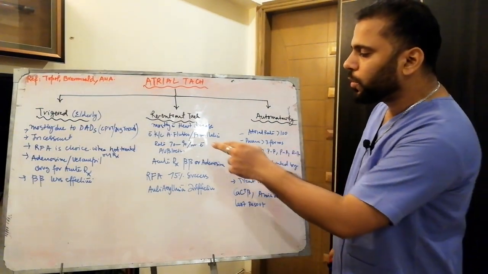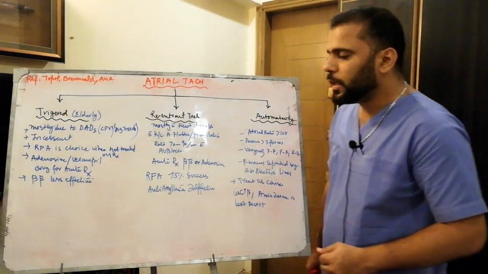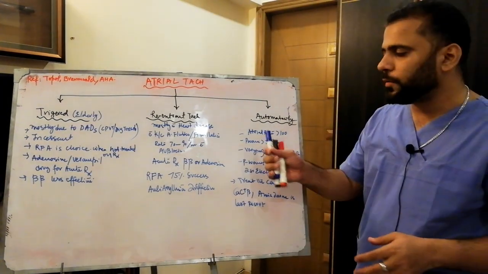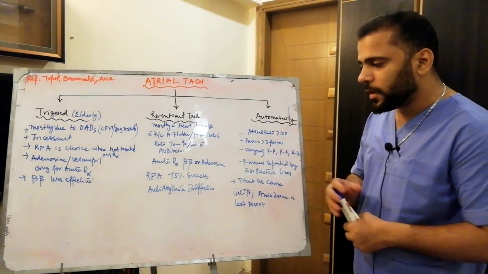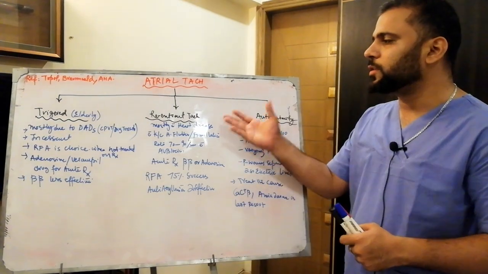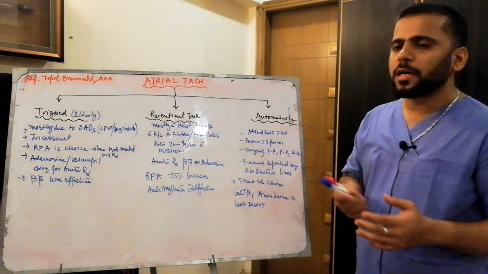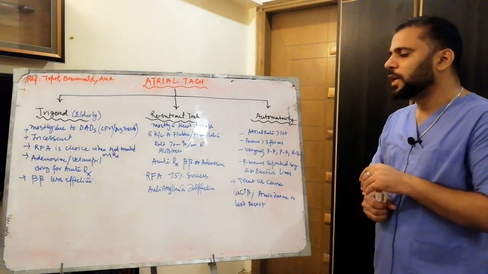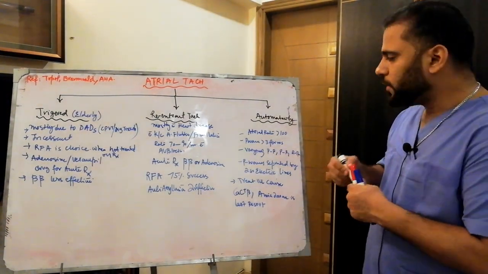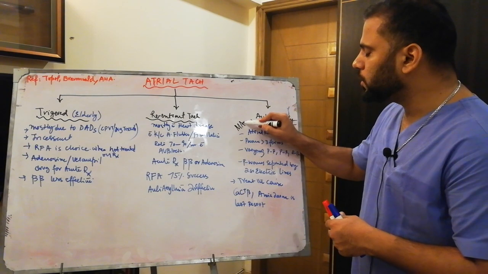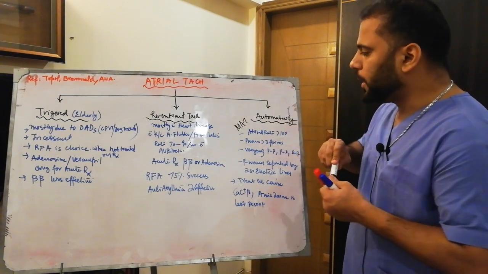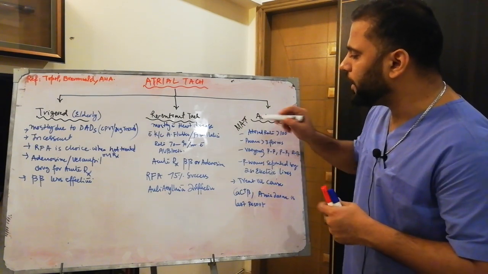The acute treatment for all these is a beta blocker and adenosine, and radiofrequency ablation is successful in 75% of the cases. The antiarrhythmic drugs in these reentrant tachycardias are ineffective. So the last but not the least is automaticity, and you know that this is MAT, multifocal atrial tachycardia.